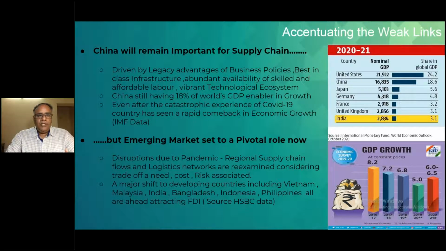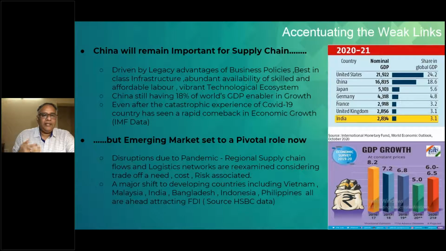And even though it was catastrophic, the IMF says there was a rapid comeback within China. I'm not talking about the geopolitical things, but how they came back is a phenomenal thing. IMF data shows how they rebounded from a dip back to normalcy. But here the topic is how emerging markets are set to play a pivotal role now.